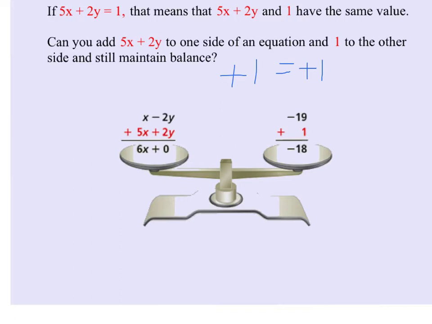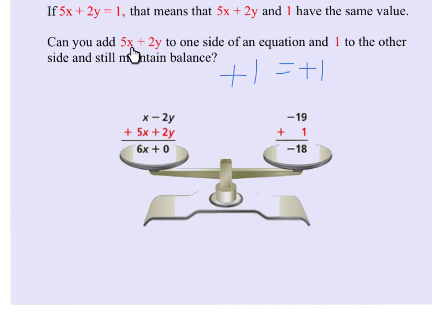Okay, so when we're solving an equation, don't read this right now. Let's just look here. When we're solving an equation, we do the railroad tracks. Sometimes we add 1 to both sides, and it works because we're adding the same value to each side, right? We're keeping it balanced. So if we have an equation x minus 2y equals negative 19, watch what we're going to do here. It says if 5x plus 2y equals 1, that means that 5x plus 2y and 1 have the same value. In other words, 5x plus 2y equals 1 and 1 equals 1. So they're both worth 1.